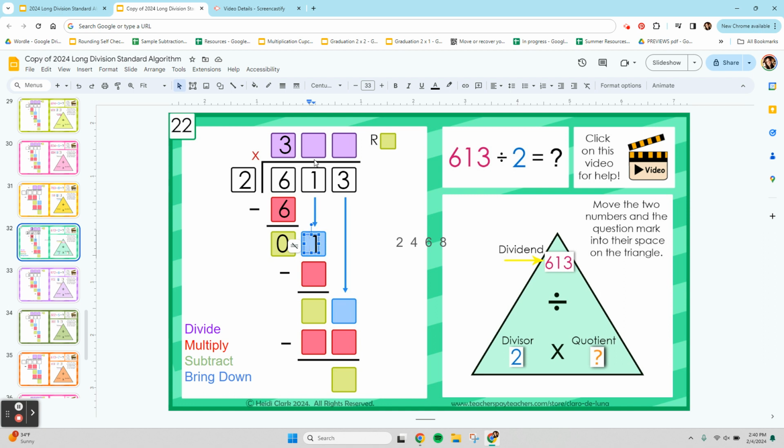If you can't do it, put a 0. 1 divided by 2, you can't do it. Not with whole numbers anyways. So you just put a 0 at the top. And then you just do the steps the same way. 0 times 2. Anything times 0 is 0. There you go. Subtract again.